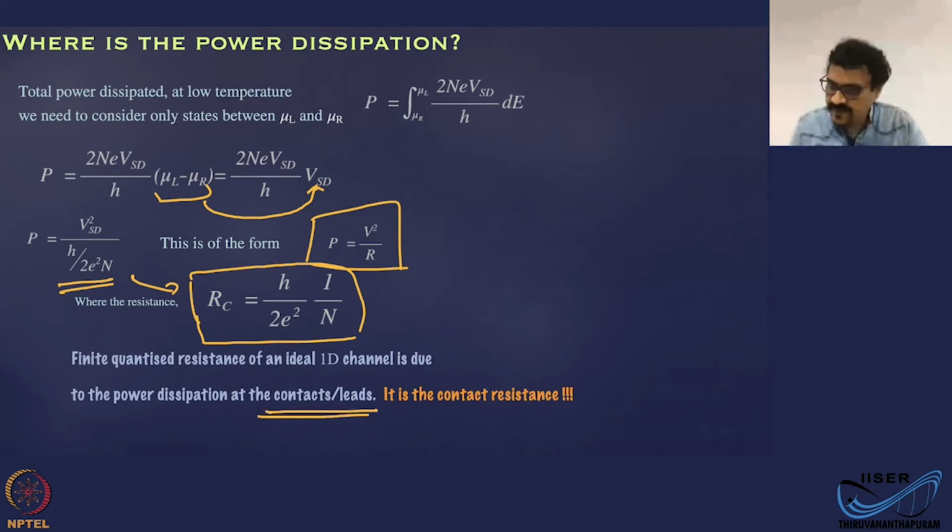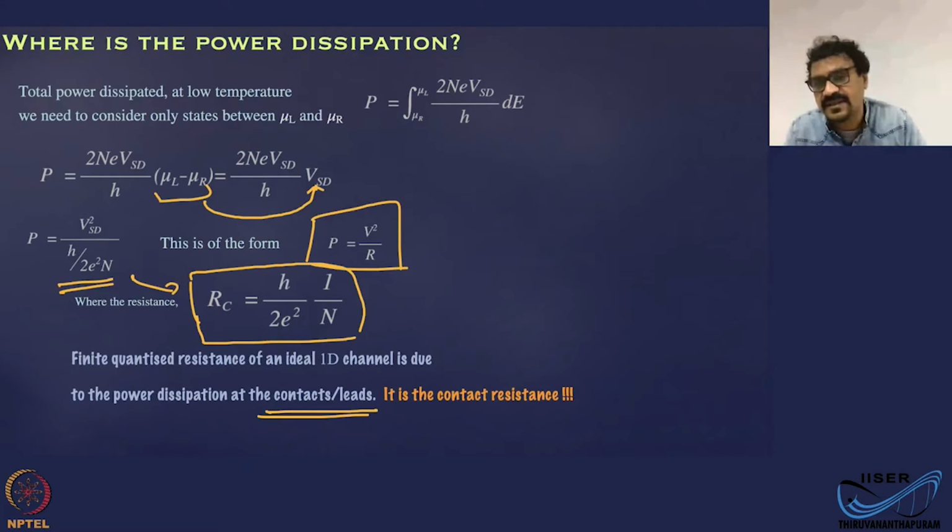But it is kind of anticlimactic, or surprising, because we have worked through all this quantum transport formalism to understand the conduction and all the resistance of the channel. But what you are now seeing eventually from the power dissipation is that this is nothing but a contact resistance. But now you have to be a little bit careful here.